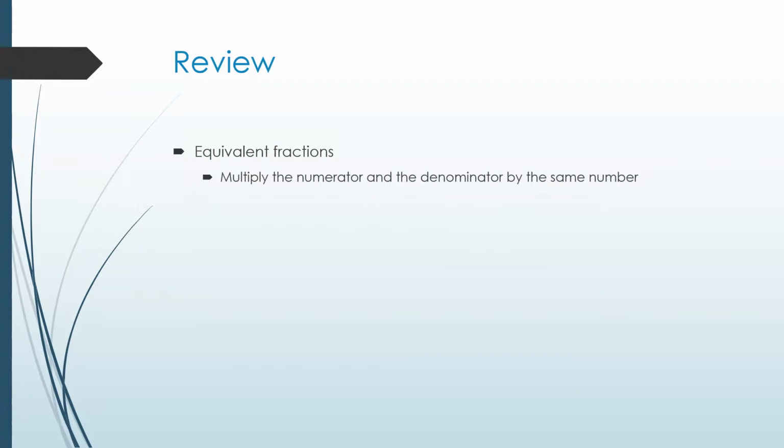Some review from last time. We talked about equivalent fractions, which you find by multiplying the numerator and the denominator by the same number. We also talked about reducing, which is when you divide the numerator and the denominator by the same number. And remember, when we're reducing, most times we want to get to the lowest terms, so we use the greatest common factor as that number that we divide with.